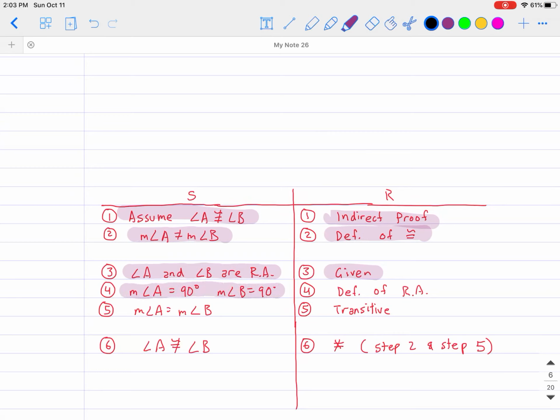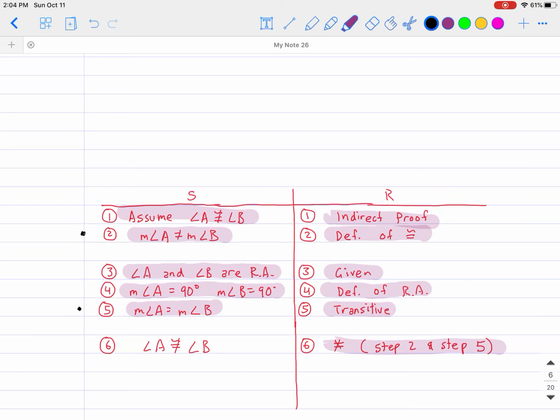Angle A and angle B are right angles, so that's given. Then the measurement of angle A is equal to 90, just like the measurement of angle B is equal to 90, because of the definition of right angle. And from there, step 5, we can say that their measurements are going to be equal to each other because of the transitive property. And right there, just like in the previous problem, hopefully you guys can see it, step 2 is going to contradict step 5 because they're saying two things that cannot happen.